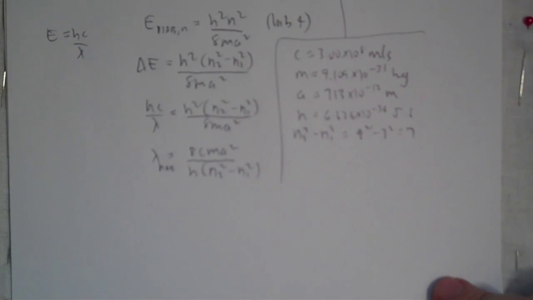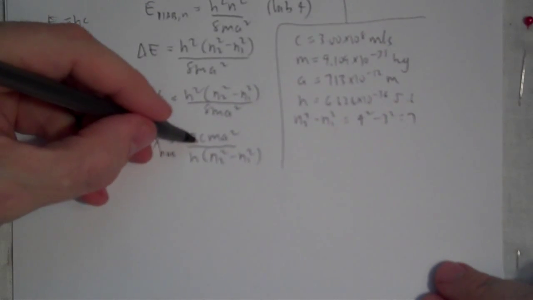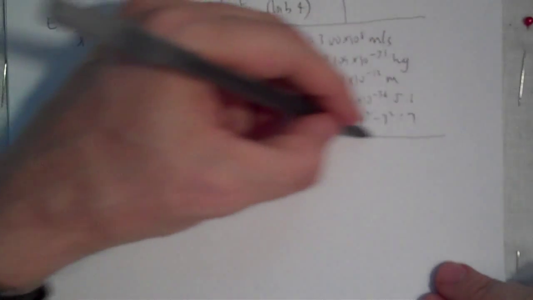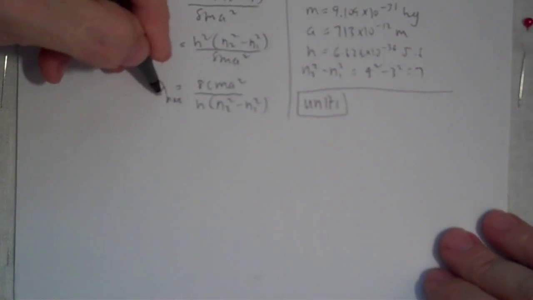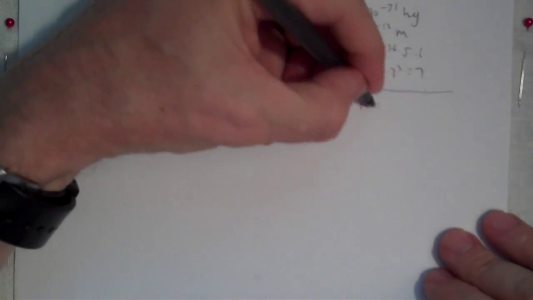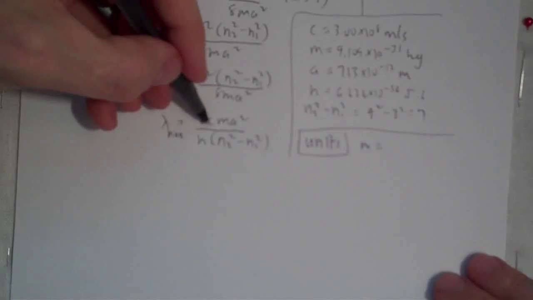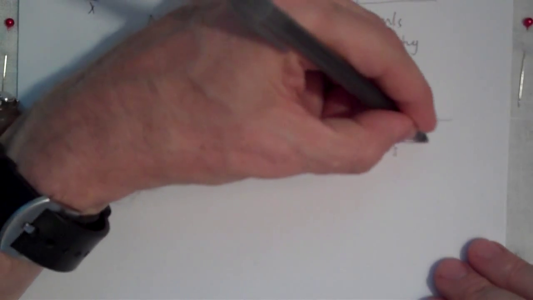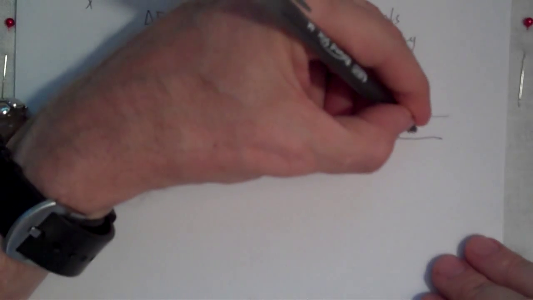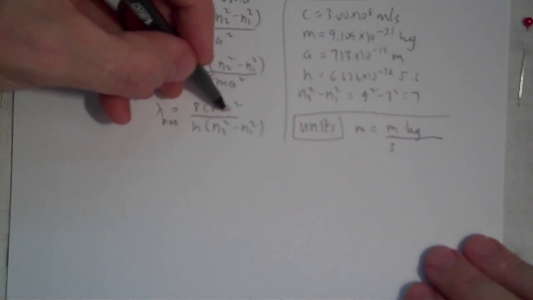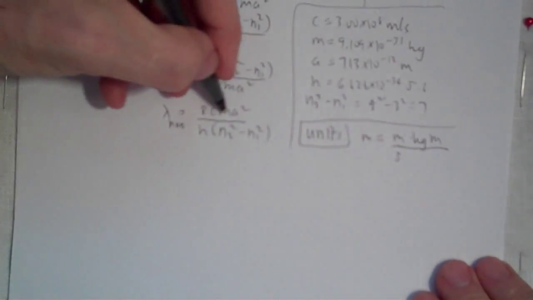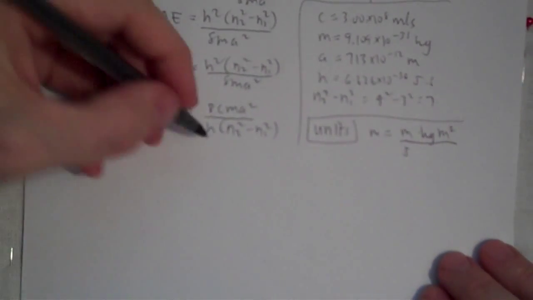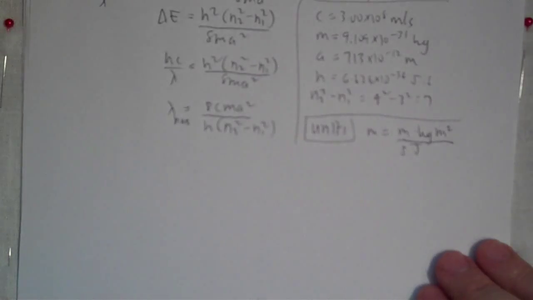Okay, and the last thing I'm going to do is the units, to make sure I got everything right. So, the units of each of these. Let me do that here. The units are C, but it needs to come out to meters, correct? Meters, because that's what this is. Meters is equal to C, which is meters per second, times M, which is kilograms, times A. And A we're doing in meters, but it's A squared, meters squared, right, over H, which is joules times seconds.